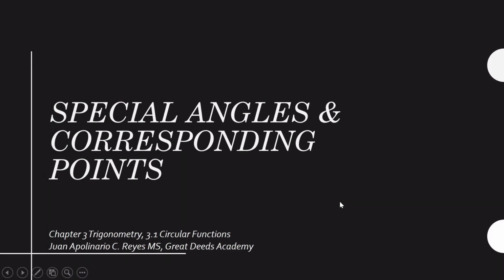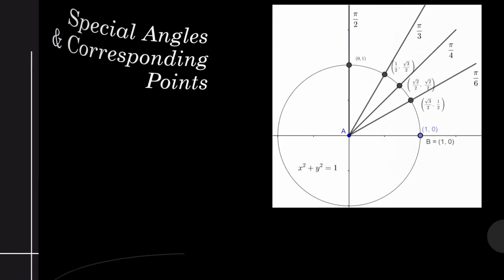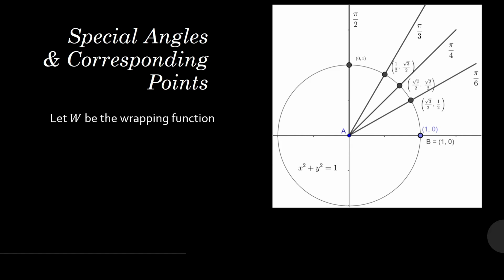Special angles and corresponding points. Given W, the wrapping function, we spoke about the wrapping function last video. For every real number t, there is a corresponding point in the unit circle for that t. And that point is the endpoint of the arc in the unit circle whose length is t. But we are making these propositions.